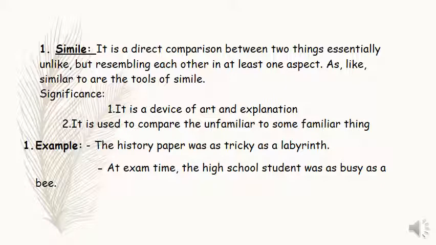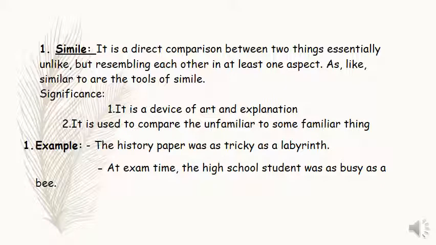First of all, we are going to start with the simile. The simile is a direct comparison between two things or people or places and so on, resembling each other in at least one aspect, which means that they are alike in at least one thing or one factor. In order to write a simile, there are tools to write it, which are as and like. I will explain how as.